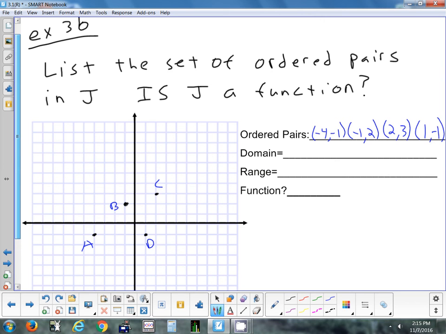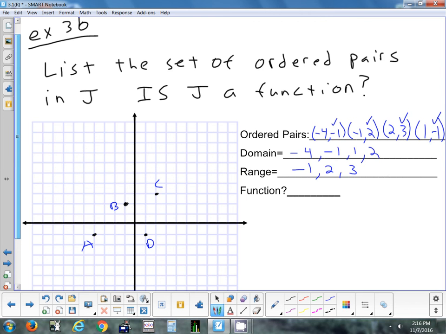Sabrina, can you tell me the domain? -4, -1, 1, 2. Yep. And she put it in order, which is perfect. Okay, how about my range? Liam? -1. All right, I got -1, and that one happens twice. And then 2, and then 3.